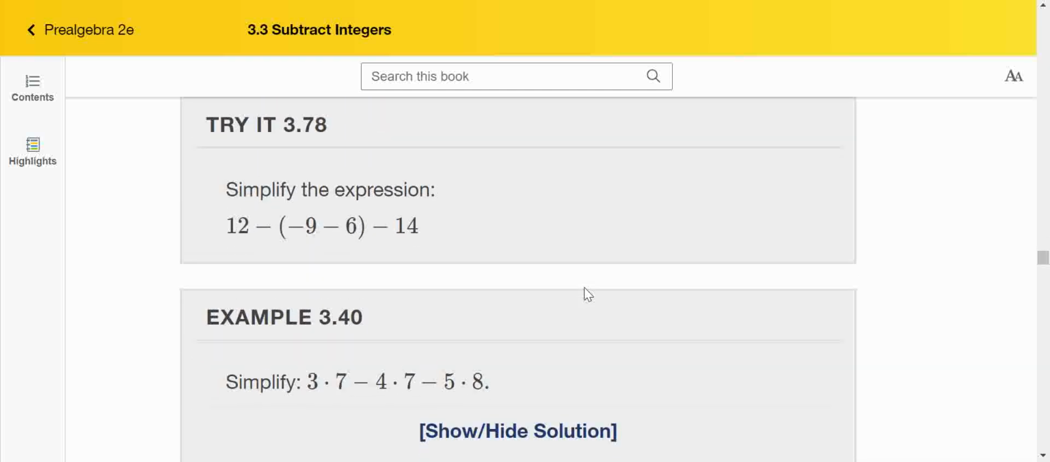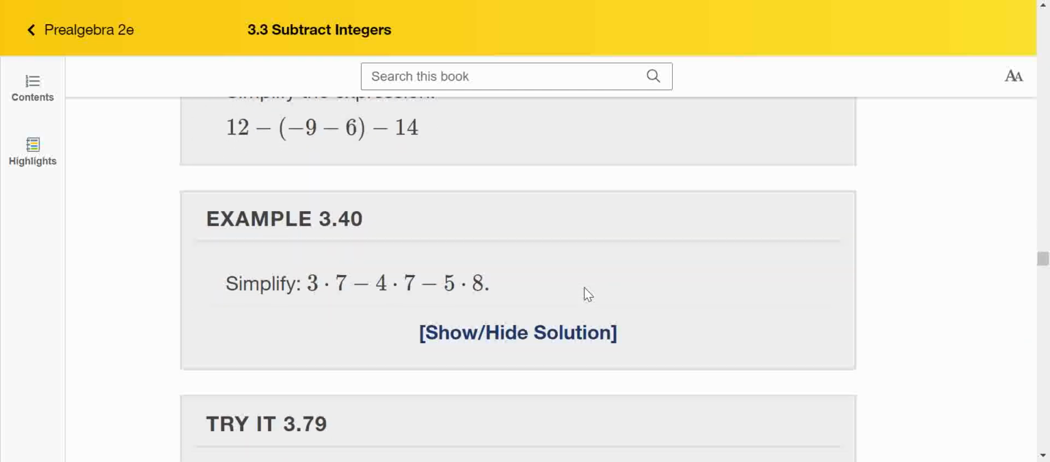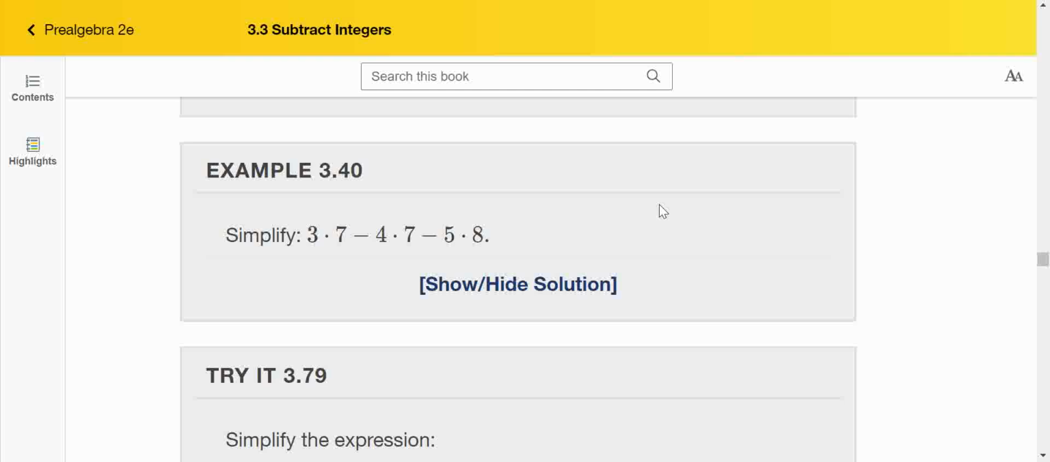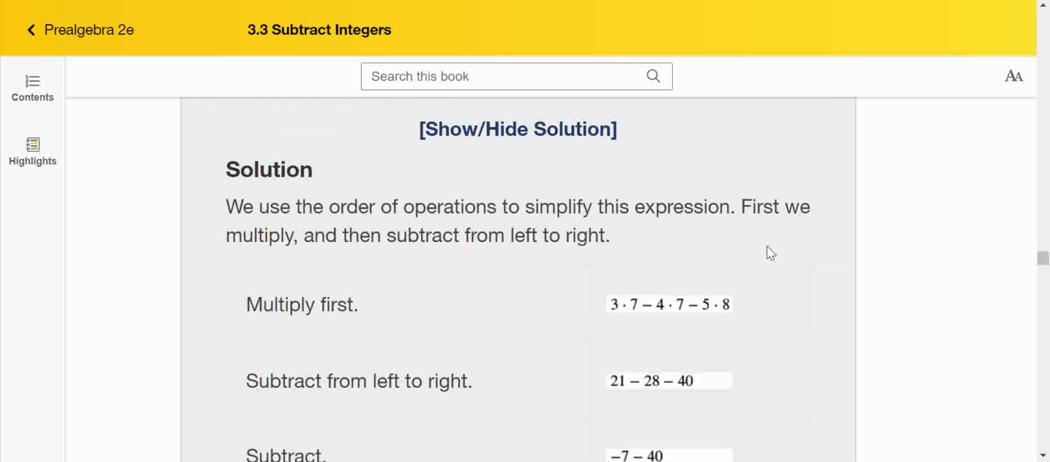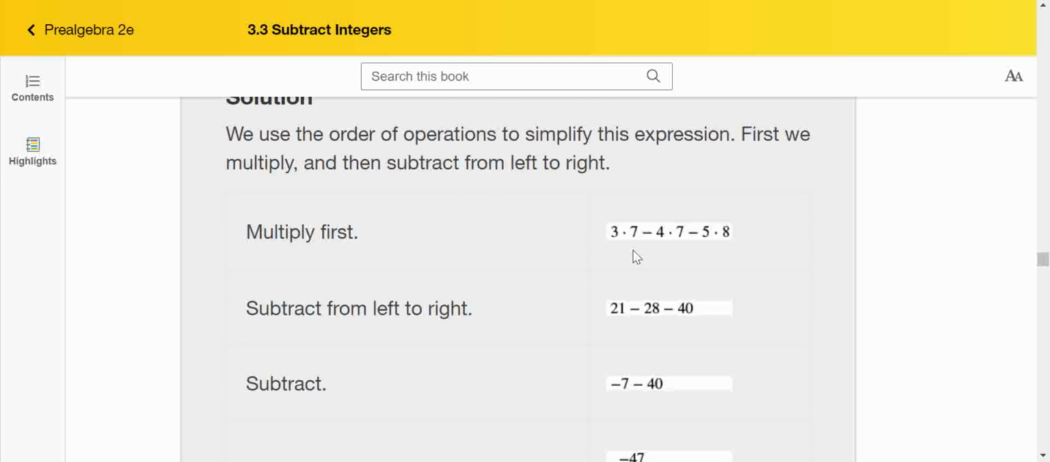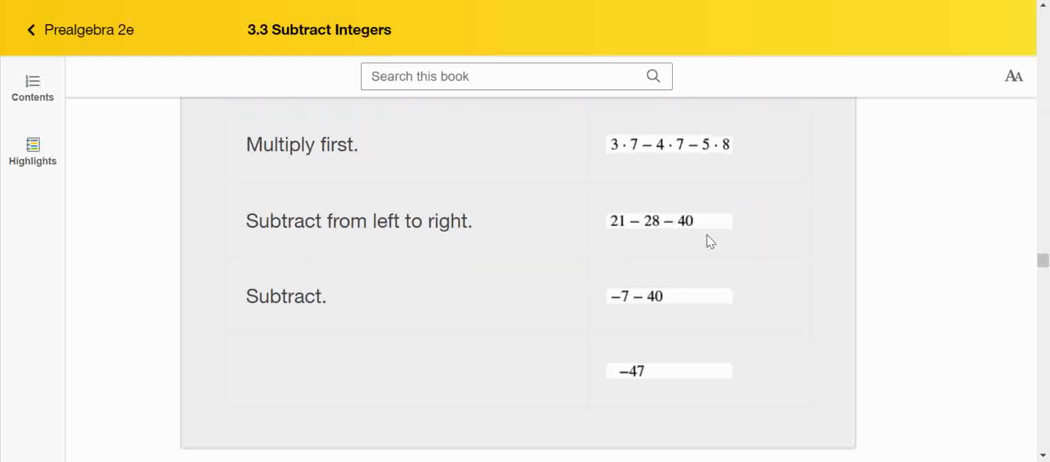Some try-it problems. And example 3.4, simplify 3 times 7 minus 4 times 7 minus 5 times 8. Solution: we use the order of operations to simplify this expression. First we multiply, then we subtract from left to right. Multiply first, then subtract from left to right. Then finally subtract, and we get minus 47.